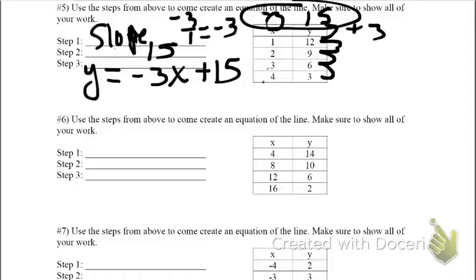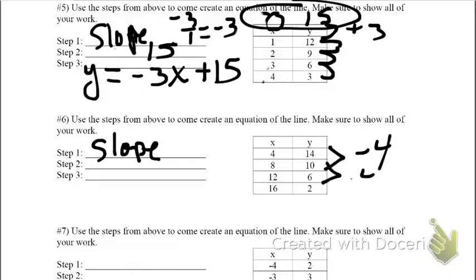Try to use that same idea that I just gave you to do number 6. And I will get back to you in 1 second. Hopefully you've had a second to take a look at it. So, of course, step 1 is slope. So this is going down by 4 every time. And then my change in x is going up by 4.